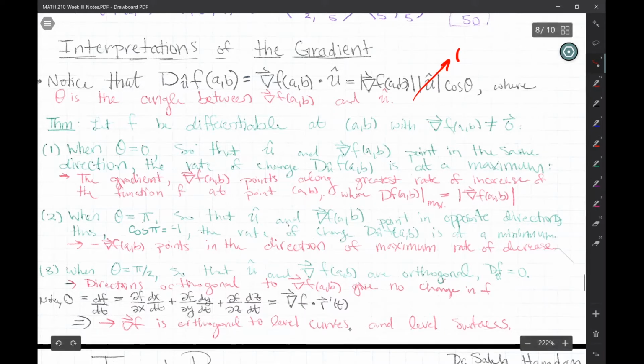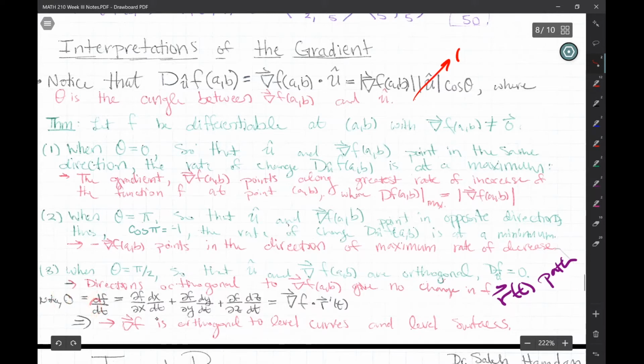And you can notice that when there is no change of the function along a particular route, let's take a path r of t, for example. Here r of t is just some path. It's the vector function whose trajectory gives you a path. So if the function does not change, say it's equal to a constant, so you get a level curve, well, the derivative of that constant will give you 0.